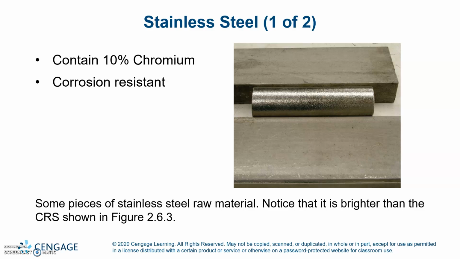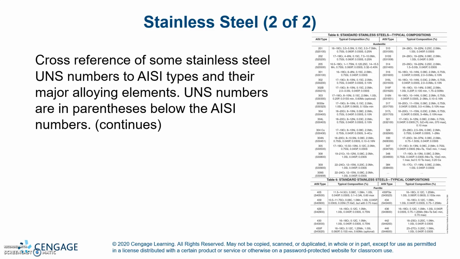Stainless steel contains 10% chromium, corrosive resistant, and some pieces of stainless steel raw material. Notice that it is brighter than the CRS shown in figure 263. Cross-reference of some stainless steel UNS numbers to AISI types and their major alloying elements. UNS numbers are the parentheses below the AISI numbers. And there's a table for that.